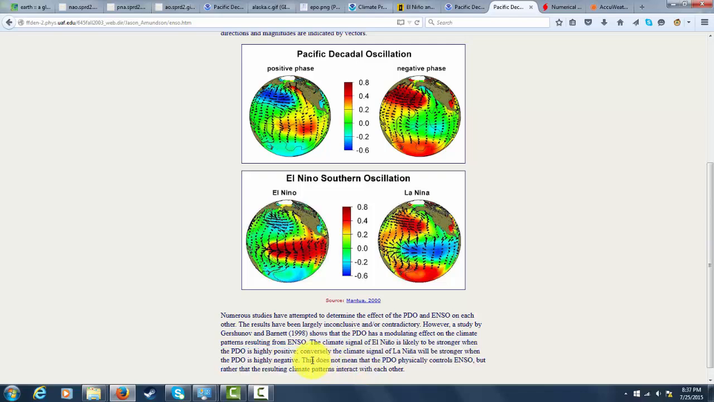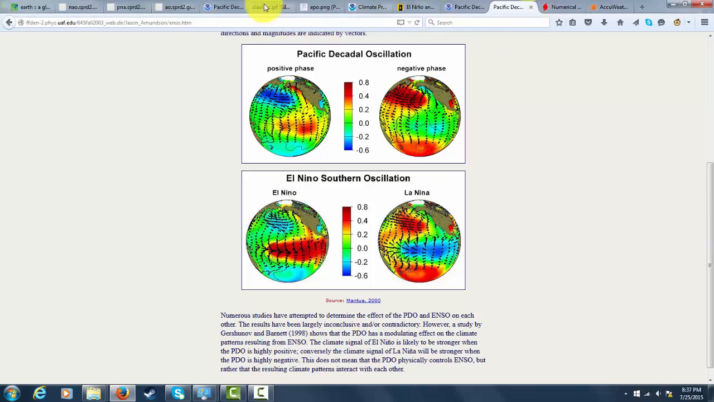This does not mean that the PDO physically controls the El Nino Southern Oscillation. However, they interact with each other. So there is a bit of a correlation between the two patterns, and you can kind of see that based on statistics.